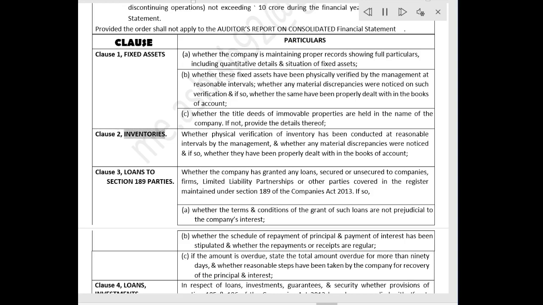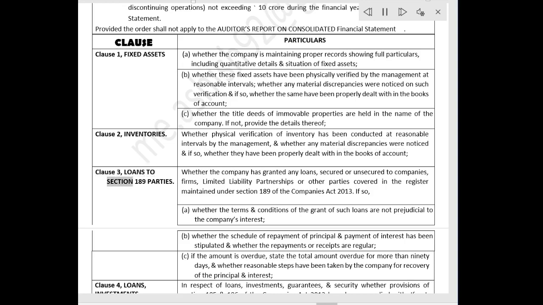Clause 2. Inventories. Whether physical verification of inventory has been conducted at reasonable intervals by the management, and whether any material discrepancies were noticed, and if so, whether they have been properly dealt with in the books of account.